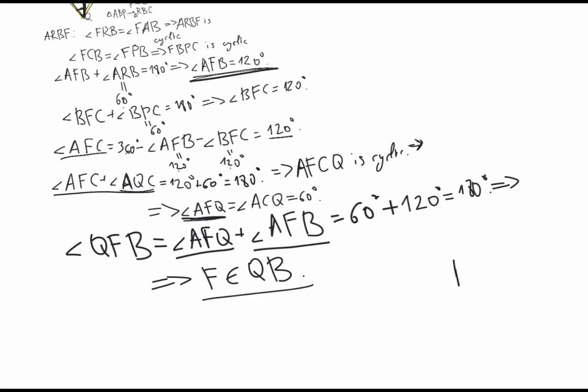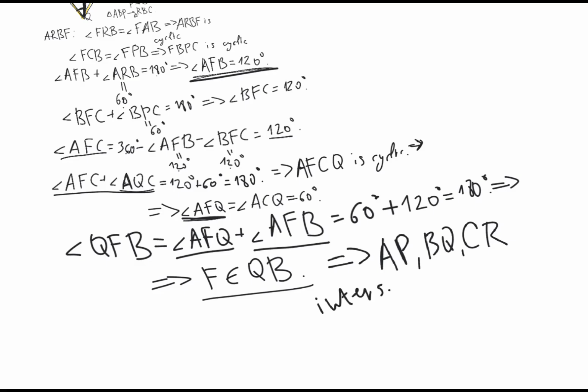Let me write it. So this implies that AP, BQ, and CR intersect at a single point, and this concludes the proof.